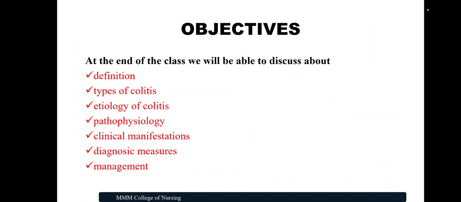Objectives: at the end of this session, we will be able to see about definition, types of colitis, etiology, pathophysiology, clinical manifestations, diagnostic evaluation, and management.